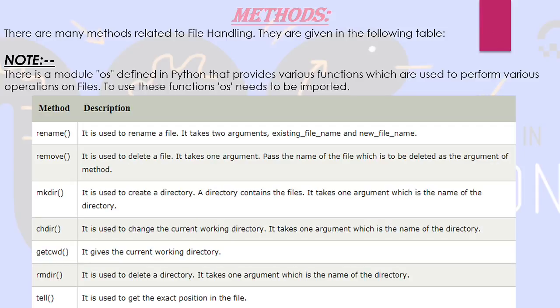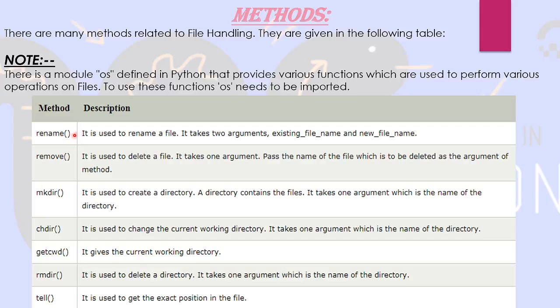Now we will talk about the methods related to file handling. There are many methods related to file handling, given in the following table. Firstly, note there is a module OS defined in Python that provides various functions used to perform operations on files. To use these functions, OS needs to be imported. This point must be clear to all of you and kept in mind before using the methods. So we will discuss the various methods one by one.